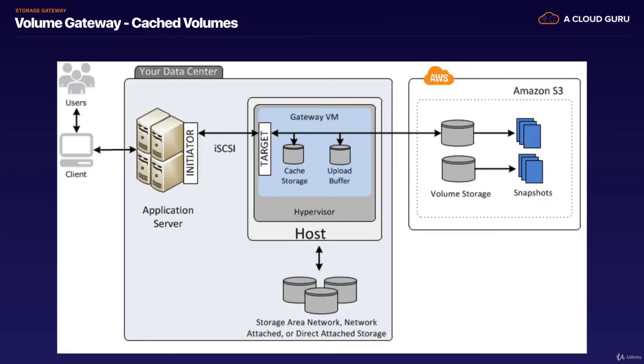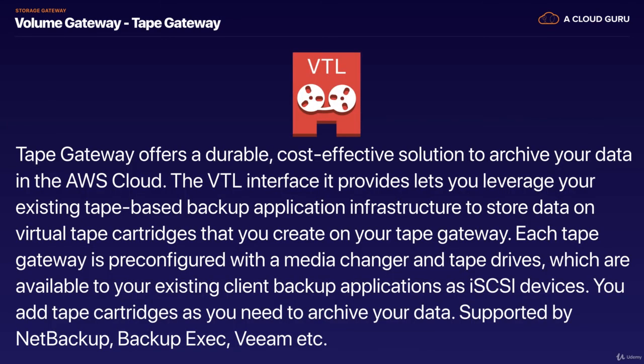So again, here's a diagram. We've got our users, we've got our application servers. It's connecting in through iSCSI to our host, and our host is running our virtual machine gateway, a gateway VM. This is also accessing a SAN, storage area network, and that's basically a big disk. And then the gateway VM is replicating our information over to S3. So that's how that one works.